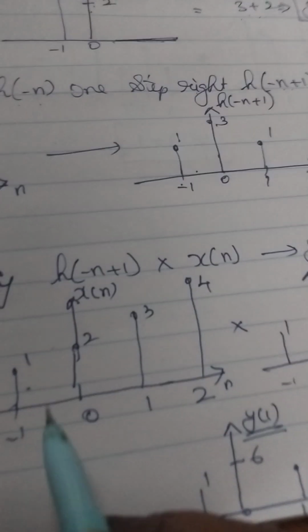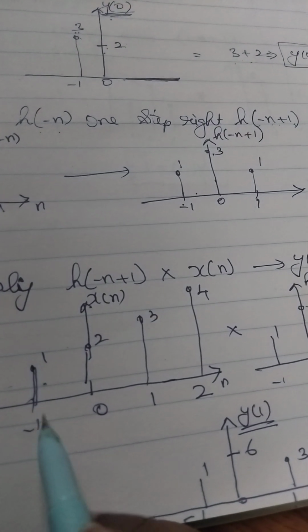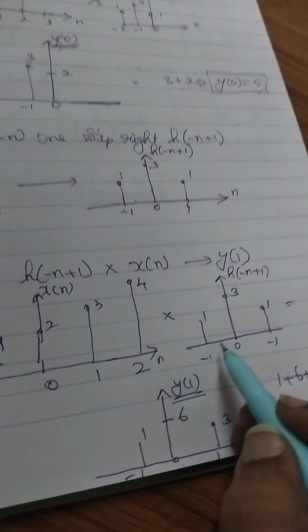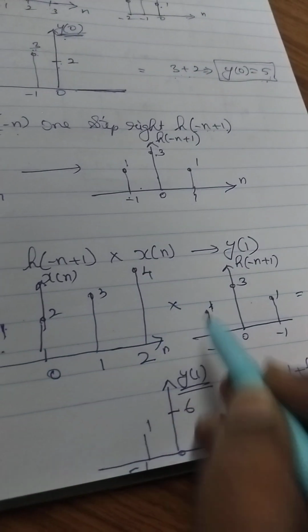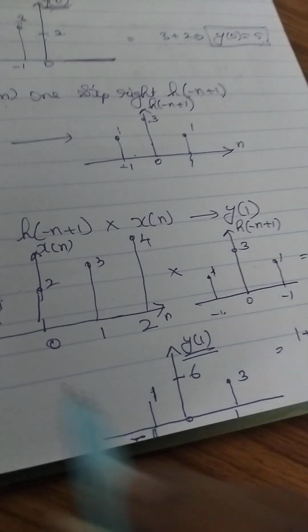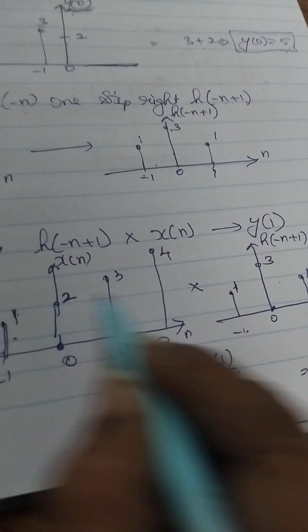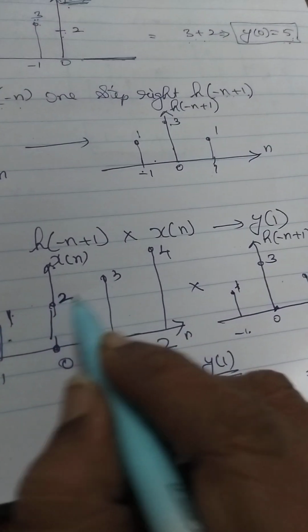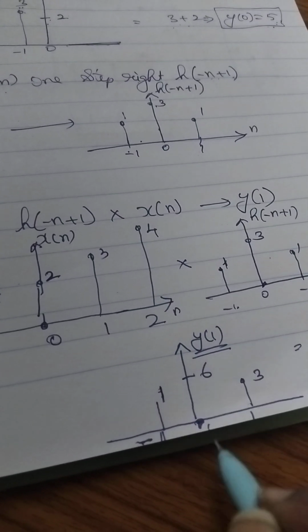Now at each and every location you multiply the amplitude. At n is equal to minus 1 you have the amplitude 1, and here you have the amplitude 1. So 1 into 1 is 1. You mark it in location minus 1. Now go for origin 0. You have the element 2 and the element 3. 2 into 3 is 6. So you mark it in the origin 0.